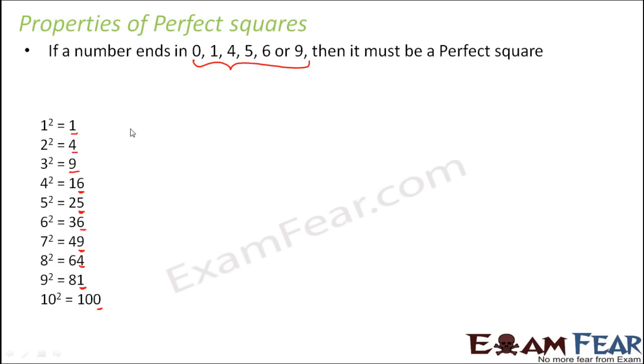Now you might say that how can I believe this statement only by looking at the squares of the first 10 natural numbers, because there are so many, there are infinite numbers. So it's possible that maybe squares of some number ends in 2 or 3. So how can I trust this? Okay. Now let's consider squares of some bigger numbers, right?